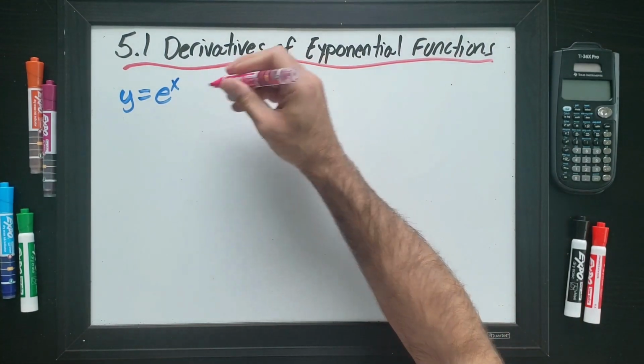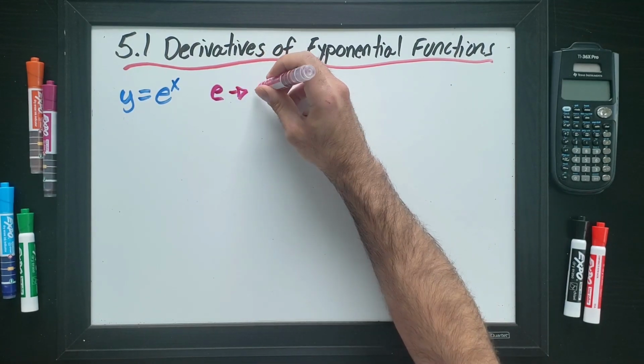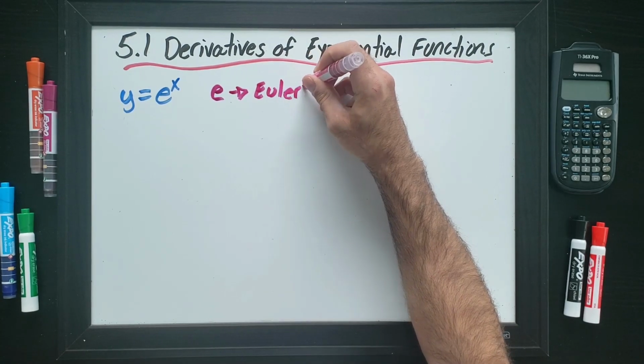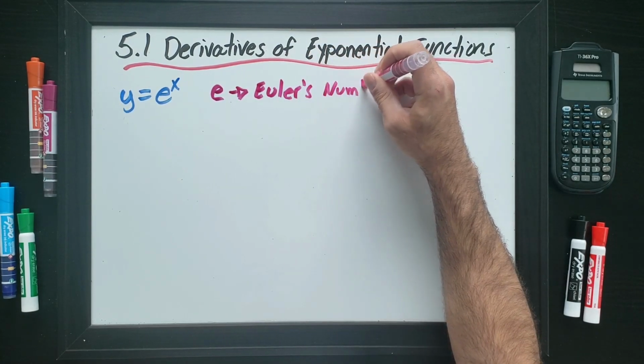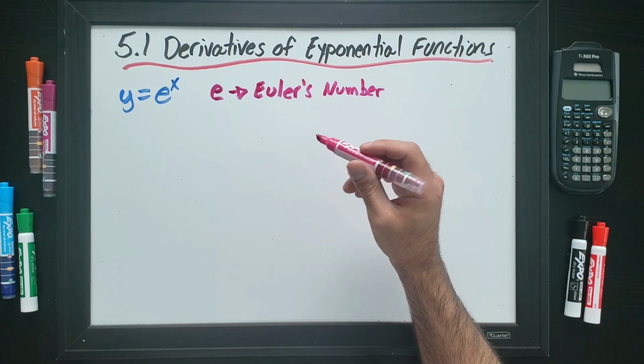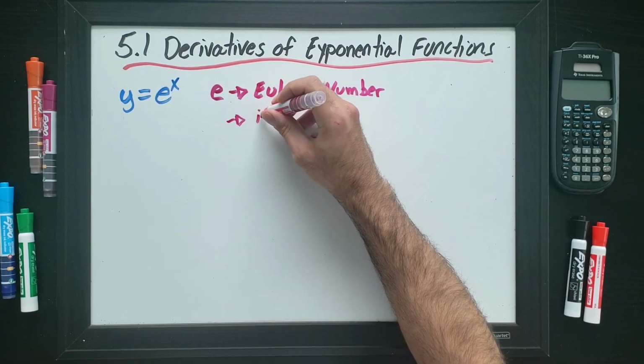First of all, the letter E represents Euler's number. Okay, he was a mathematician. It's pronounced Euler. And this is just another symbol to represent an irrational number.